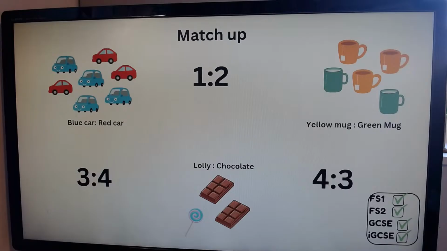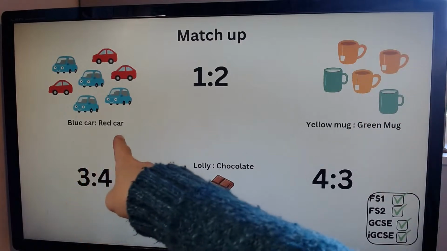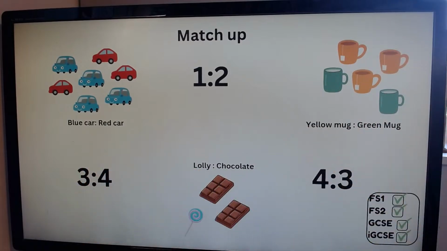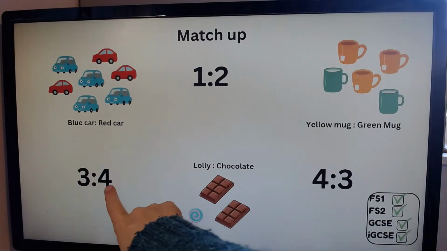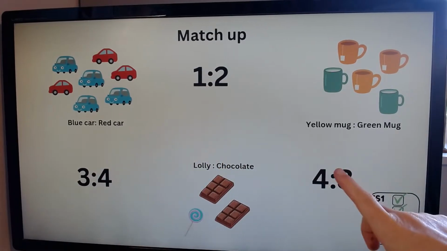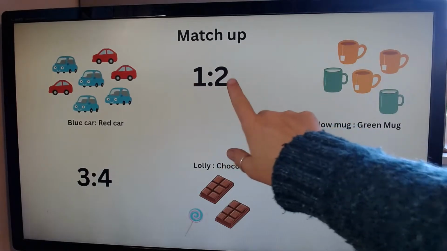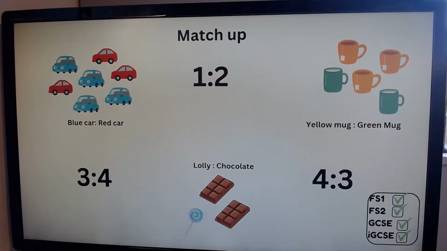Okay, so I'll explain that one more time. We've got 3 pictures: the cars, the chocolate and the lollies, and the mugs. And it tells you what ratio I would like with each picture. And then we've got 3 ratios, 3 to 4, 1 to 2, and 4 to 3. I want you to match each of the ratios to a picture. So if you think 1 to 2 goes with mugs, you would draw a line between those two.